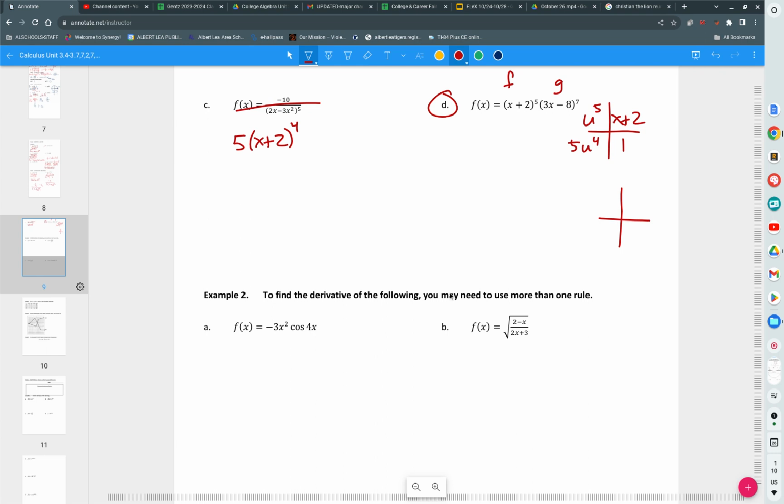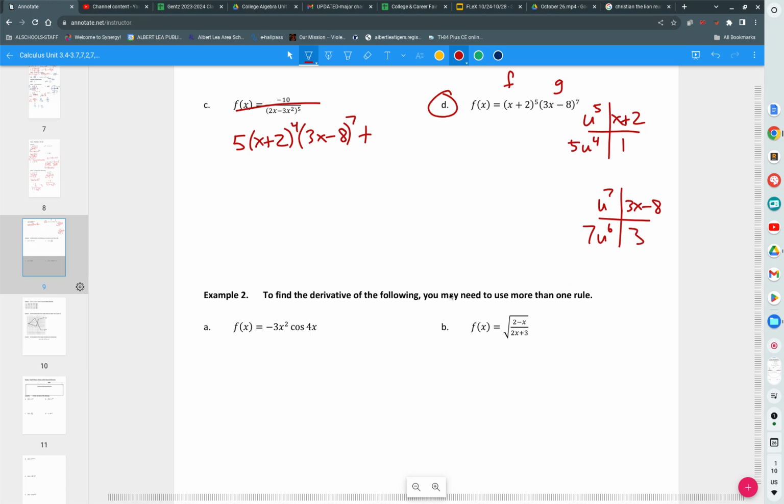Is everybody good with that? What do I put next? 3x minus 8 to the 7th power. Good. Plus or minus? Plus. Now I need the derivative of g, don't I? And I've got u to the 7th. I've got 3x minus 8. Now, I know that some of you are already thinking about doing that without the boxes. I'm still writing them down just for our benefit so everybody can see it.